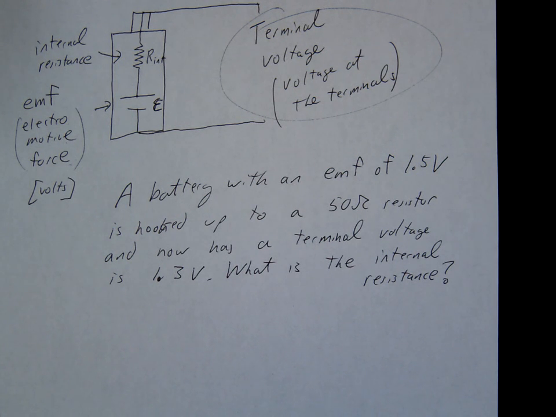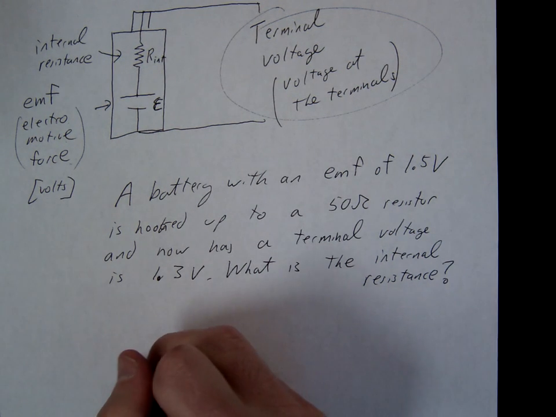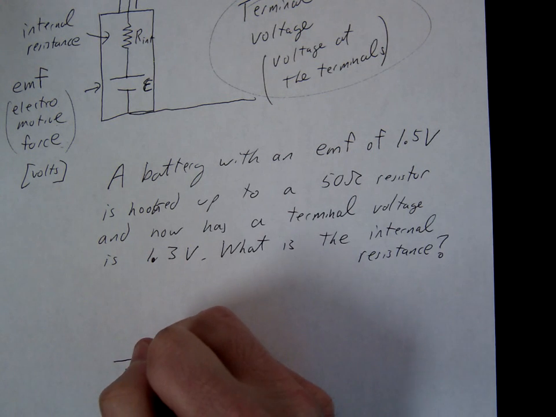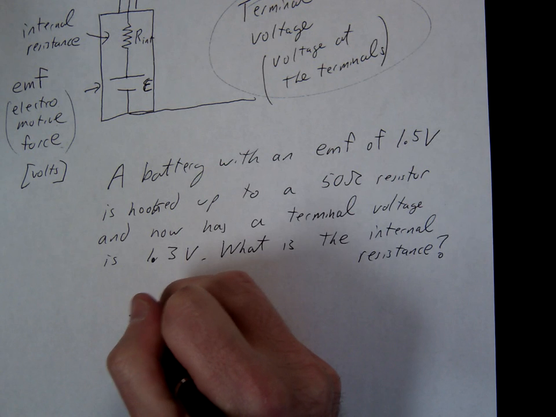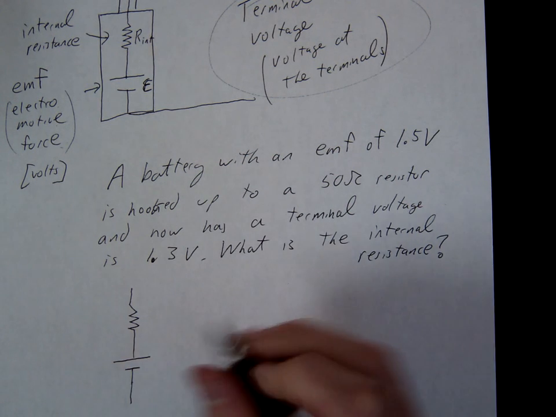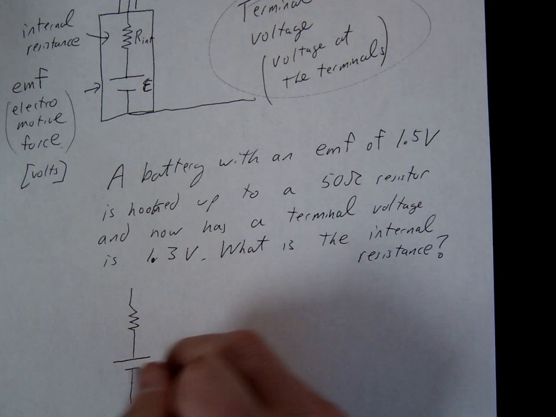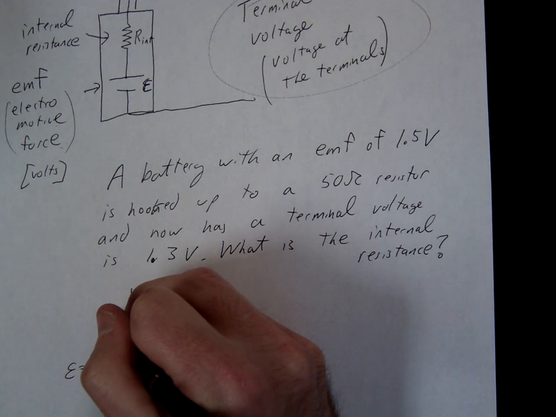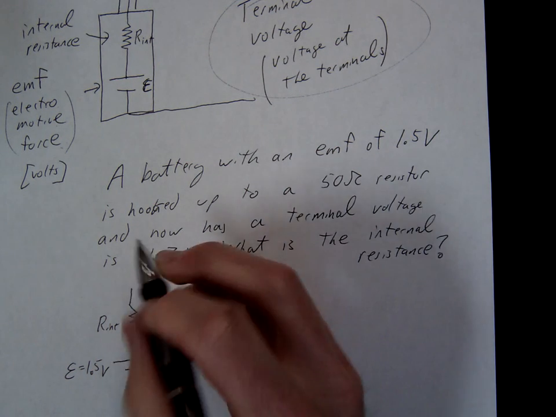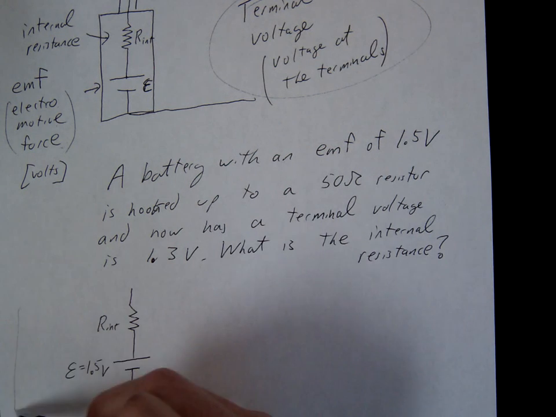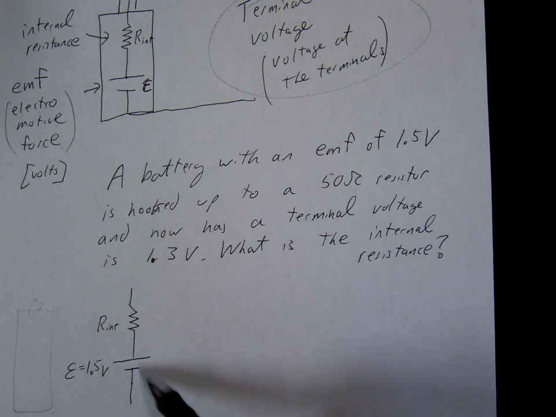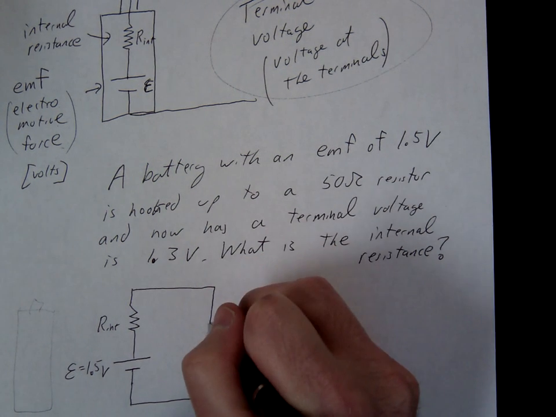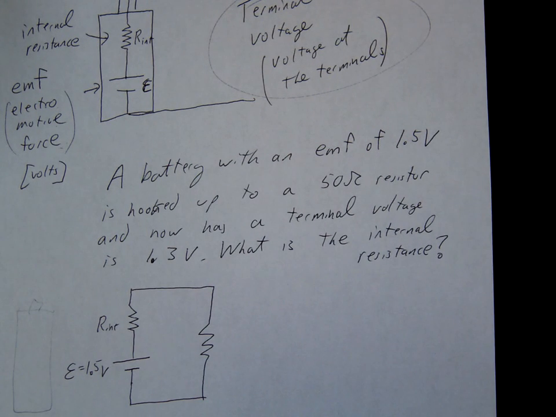Okay, so let's draw this circuit out. So we're going to have our EMF source, that's right here. We're going to have our internal resistance. So this EMF was 1.5. This is our internal, and this is like our battery, right? So if you imagine, this is our battery right here. We're going to hook it up to our resistor of 50 ohms.